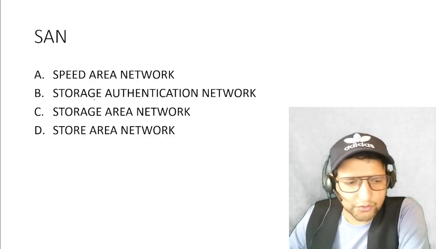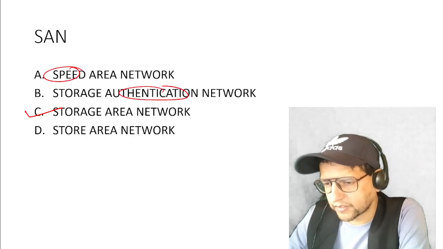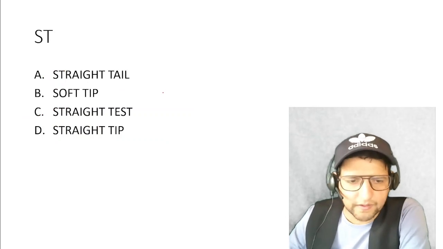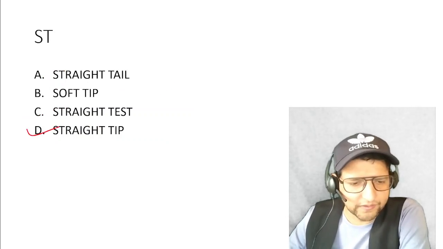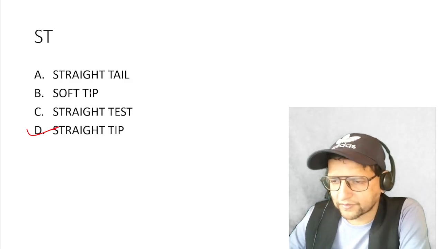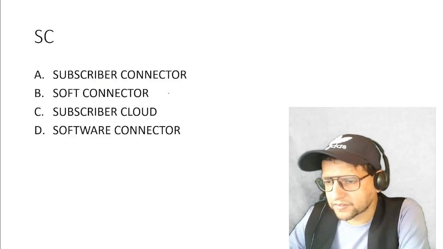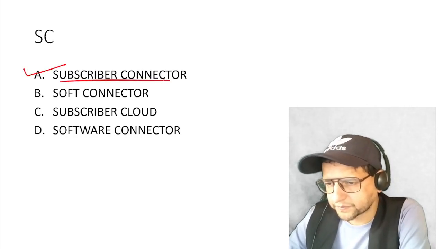SAN is your storage area network, not speed, not authentication. ST is your straight tip. It's a fiber optic connector, twist and lock connector. Not soft tip, not straight rest. SC is your subscriber connector. It's also a push-pull connector used in fiber optic.